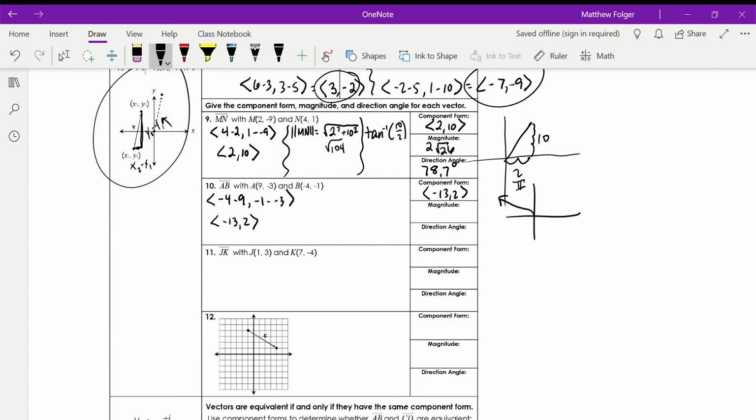So to find the magnitude of AB, square root of 13 squared plus 2 squared, which is 169 plus 4, which is 173.